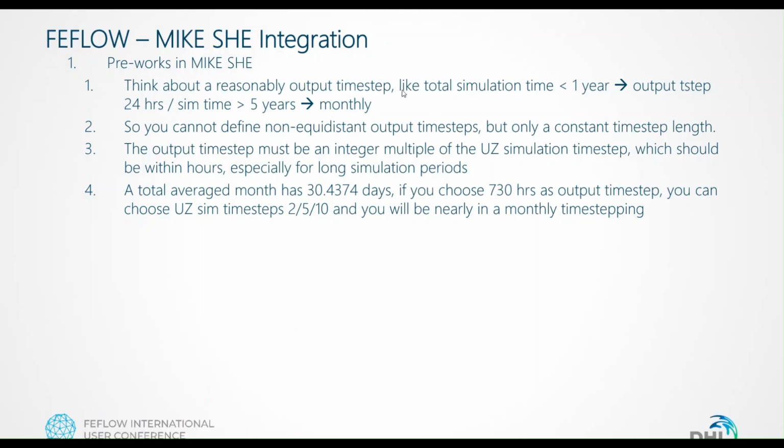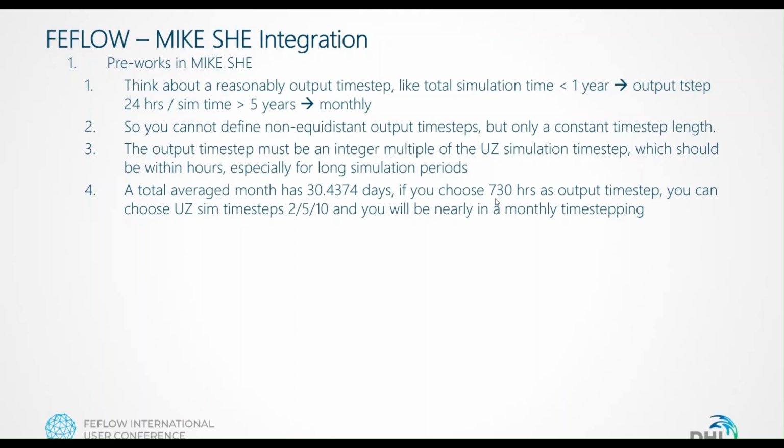Think about a reasonable output time step. So if the total simulation time is less than 1 year, the output time step could be 24 hours. If it's more than 5 years, monthly, just to consider the file size. You cannot define non-equidistant output time steps, but only a consistent time step length. This is MIKE SHE related stuff, so the MIKE SHE modeler, if you're it yourself or your colleague, needs to consider this.